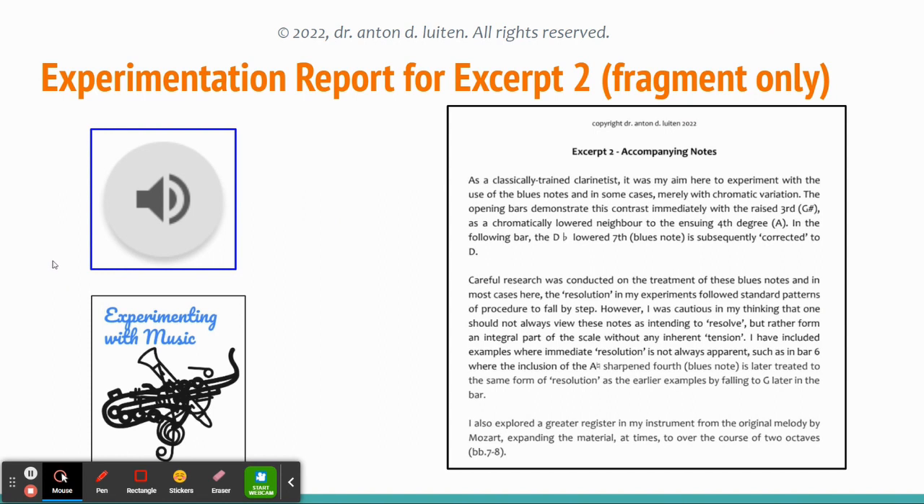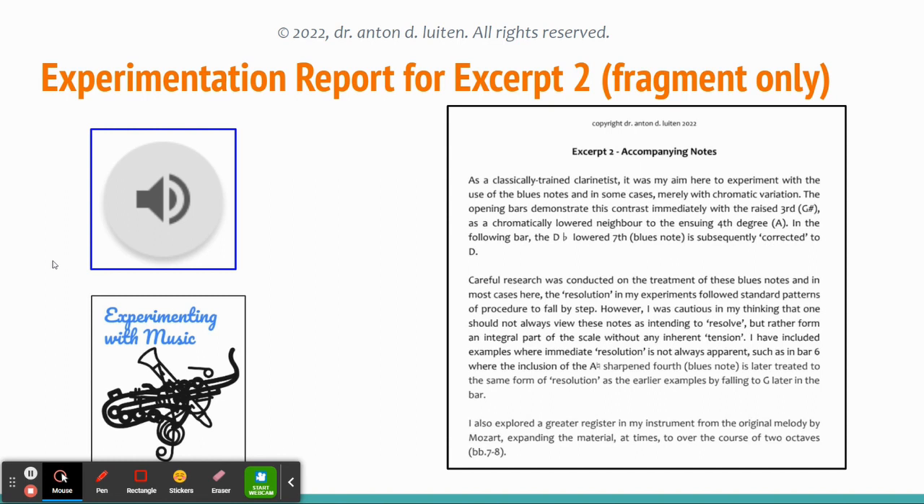Excerpt 2, Experimenting with Music. As a classically trained clarinetist, it was my aim here to experiment with the use of blues notes and, in some cases, merely with chromatic variation. The opening bars demonstrate this contrast immediately with the raised third, G sharp, as a chromatically lowered neighbour to the ensuing fourth degree, A. In the following bar, the D flat lowered seventh blues note is subsequently corrected to D.